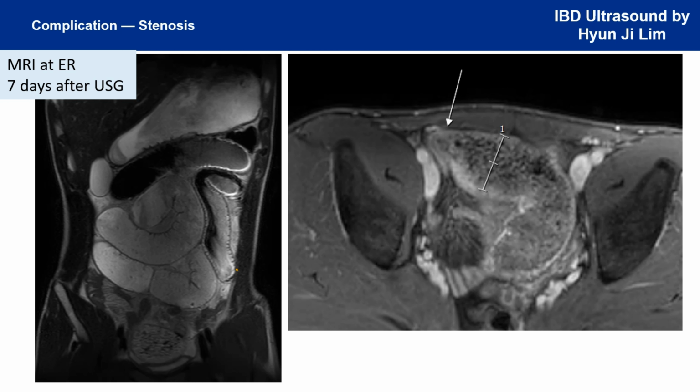7 days following this ultrasound examination, the patient went to the emergency department with acute abdominal pain. The patient's inflammatory labs and calprotectin were normal, but the patient had severe symptoms. For further evaluation, MRI was performed, and the MRI confirmed that acute on chronic inflammation in the pelvic ileum was causing a small bowel obstruction.